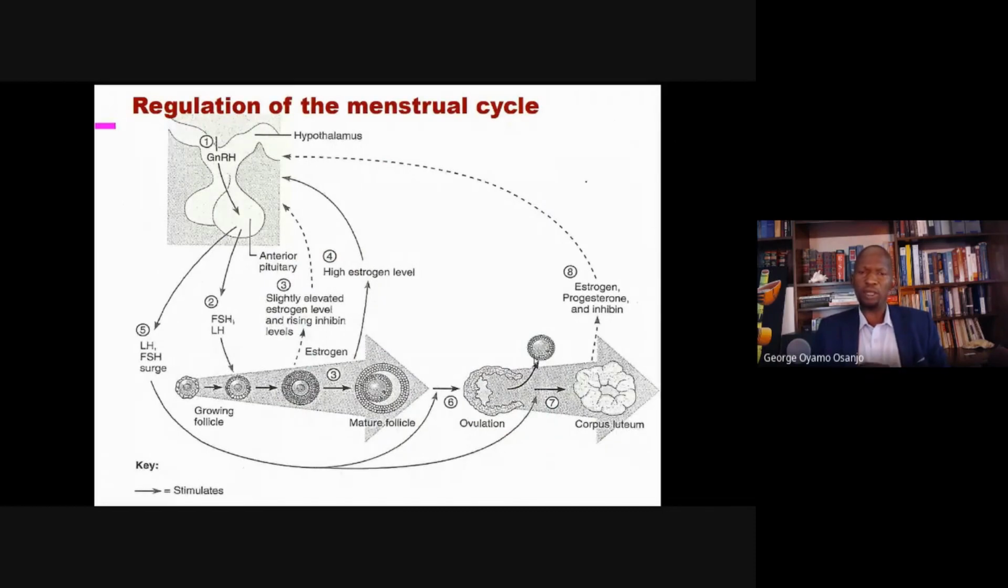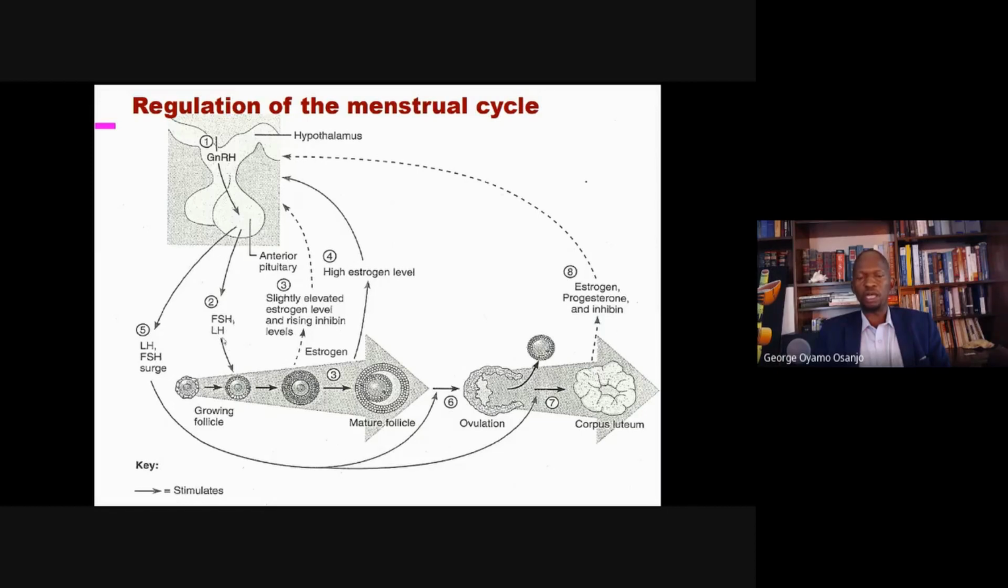The menstrual cycle is regulated by the hypothalamic-pituitary-gonadal axis. So you have the hypothalamus that produces the hormone called gonadotropin releasing hormone. This hormone is released in the portal circulation and reaches the anterior pituitary, and the anterior pituitary, or adenohypophysis, produces two important hormones, follicle stimulating hormone and luteinizing hormone.